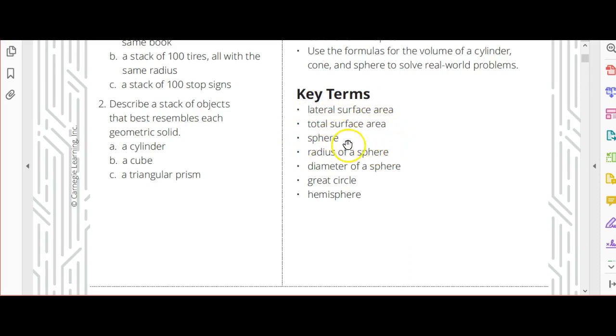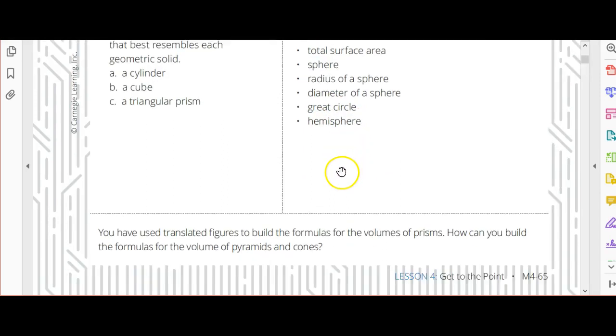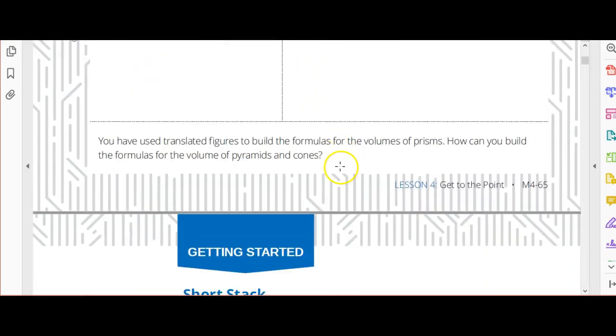And we're going to get into spheres. Spheres are those shapes that we did yesterday when we rotated the disc, a circle on a pencil, and it forms a sphere. We're talking about the radius of a sphere, the diameter of a sphere, a great circle, and a hemisphere. Okay. All right.